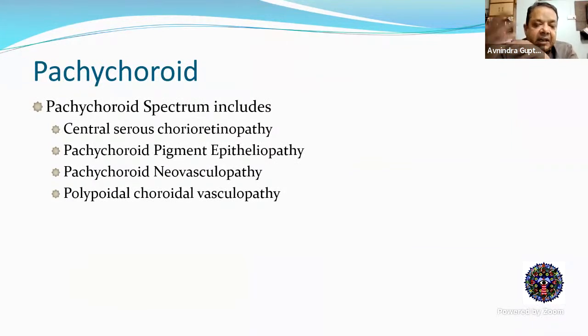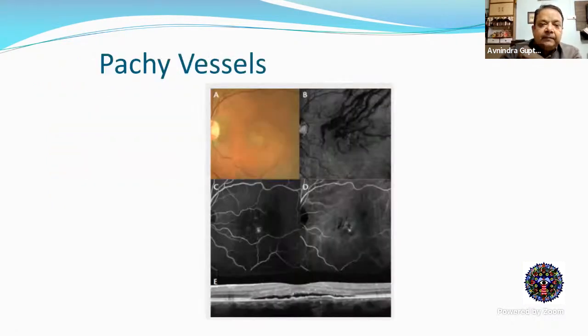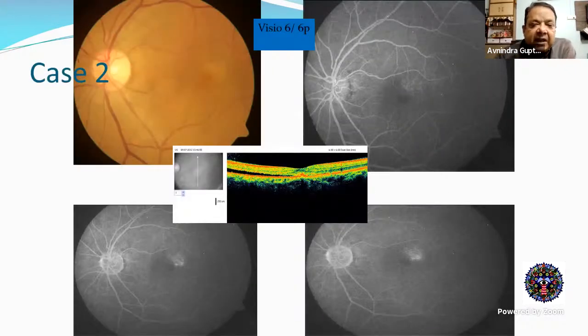They will present in different ways, and we'll see with subsequent clinical examples how a patient of central serous retinopathy, or a patient of PCV, was initially diagnosed with central serous retinopathy, and later we learned it had converted into a PNV or a PCV. This is one of our cases.